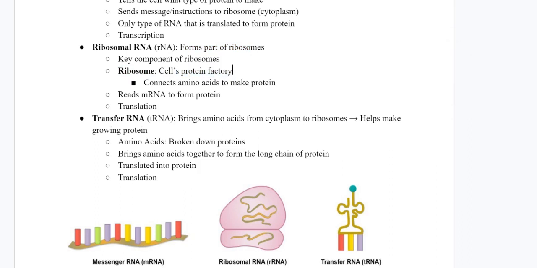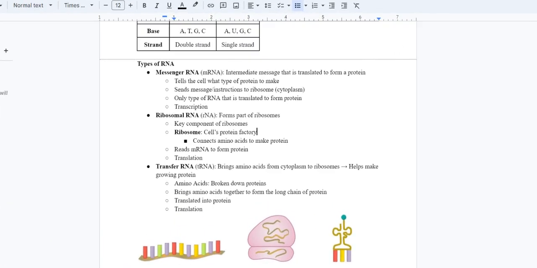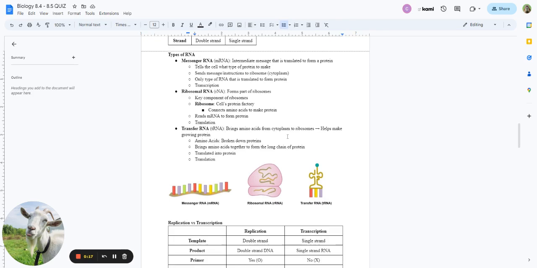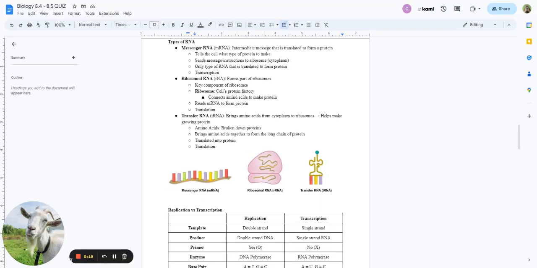The way it creates protein is by connecting amino acids. Multiple amino acids together will make protein. So what ribosomes do is they read the message from the mRNA and they go, "Okay, we have to make these types of proteins," and so they form proteins. And all of this happens in translation.